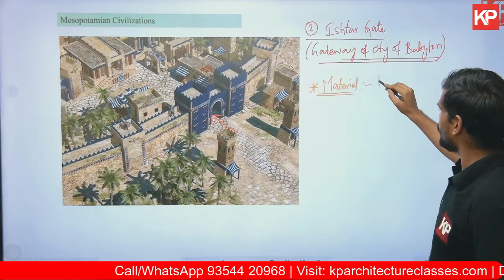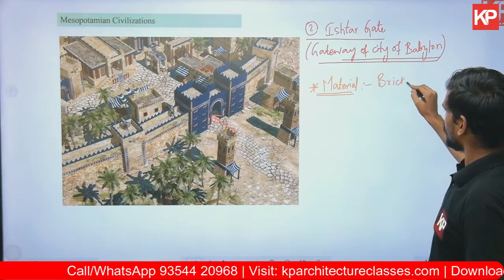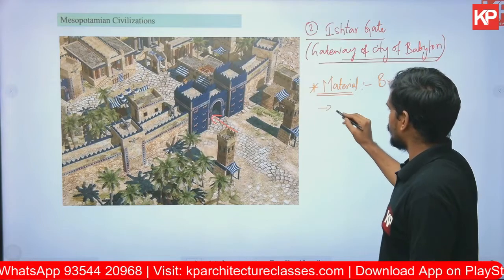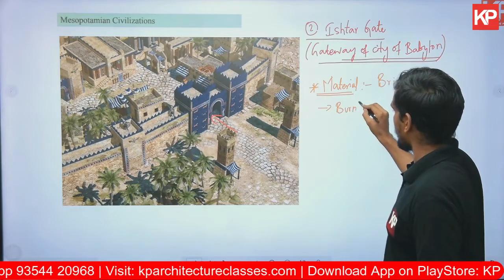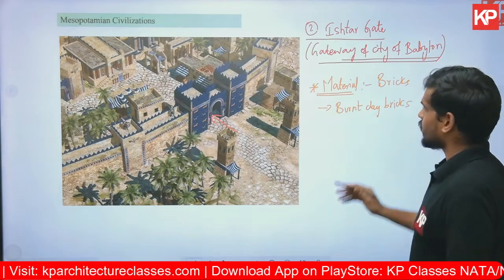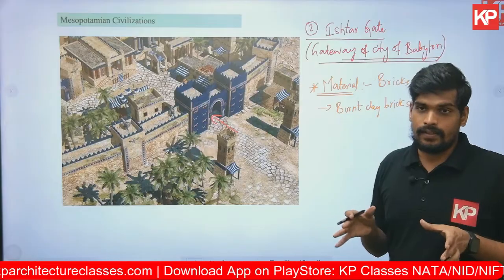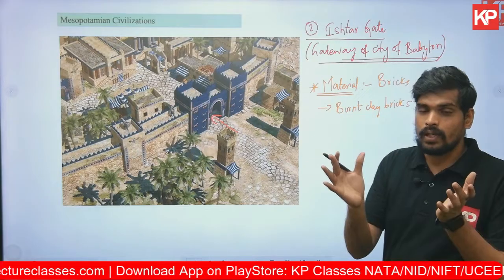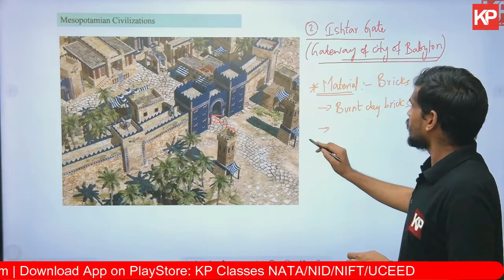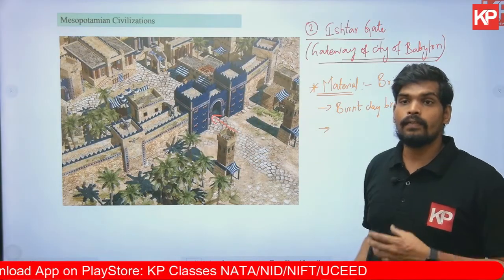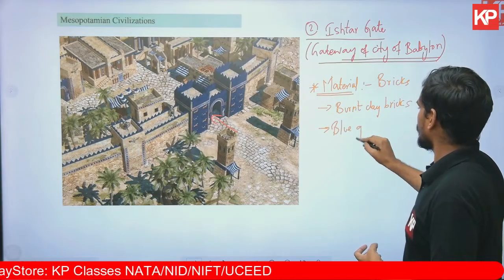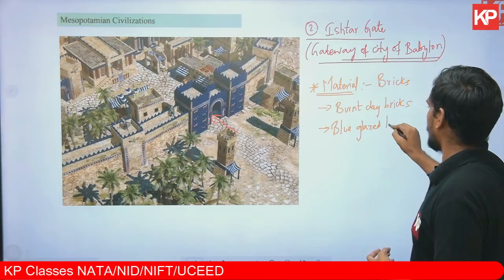This also is made out of bricks. There are 2 types of bricks used over here. Burnt clay bricks were used in the construction in the interior. In the Sumerian period they were used in the outer part, but here, in the inner side of the wall, burnt clay bricks were used. The outer covering was made beautiful with blue glazed bricks. So remember that material, blue glazed bricks.